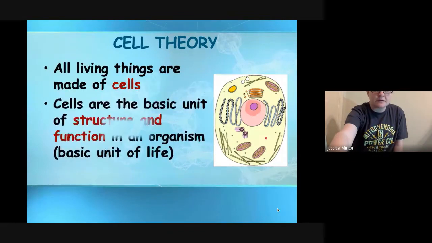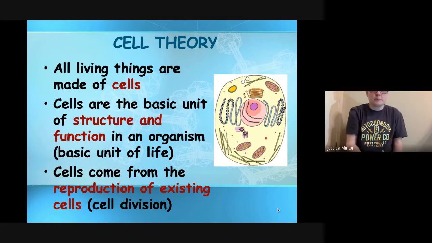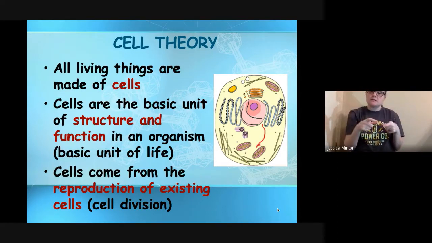So cell theory, there's three parts. All living things are made of cells. I can agree with that, right? I'm living and I come from other cells. Cells are the basic unit of structure and function in an organism. One single cell is the smallest thing that I can break my complete body down to, and I can put them in all those individual little cells.